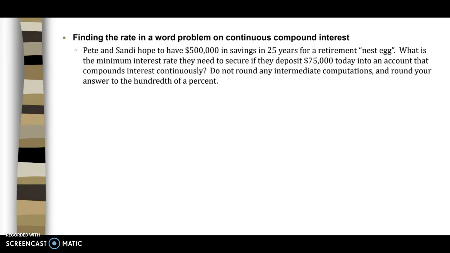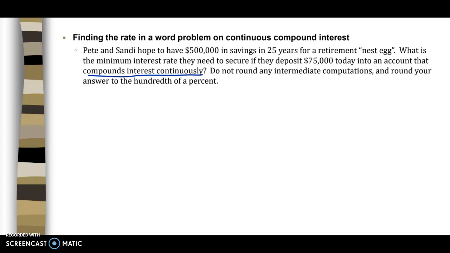Hey everybody, in this video we're going to talk about finding the rate in a word problem on continuous compound interest. So, take a look at this problem. Pete and Sandy hope to have $500,000 in savings in 25 years for a retirement nest egg. What is the minimum interest rate they need to secure if they deposit $75,000 today into an account that compounds interest continuously? Alright, so again, we're working with compound interest continuously.